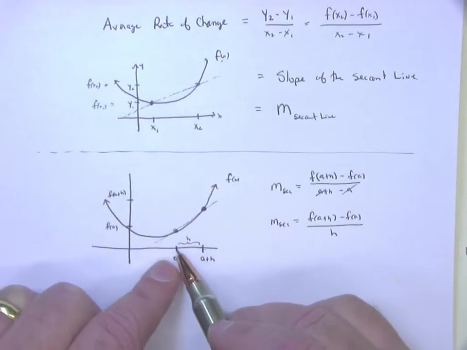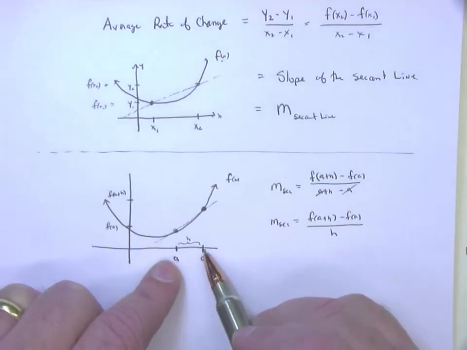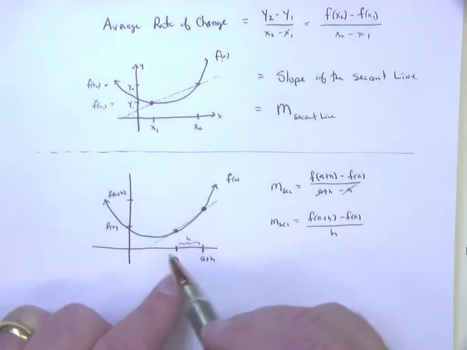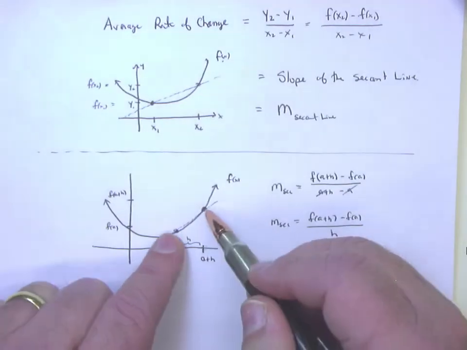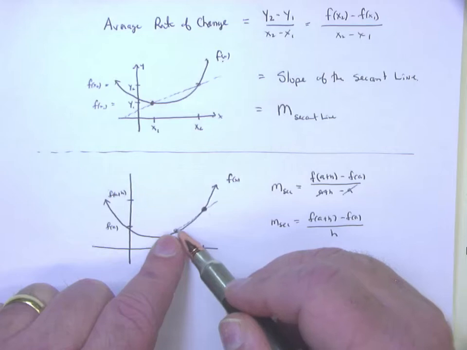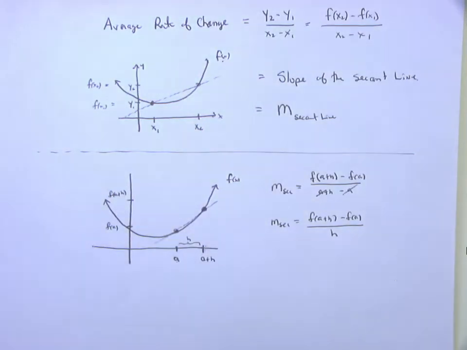So maybe we'll keep this guy at 1, but instead this h is going to be 0.5. So this will be 1.5. So maybe this will be 1, and then make it 1.1, and 1.01. So what I'm going to do here is I'm going to take this point, and I'm going to pull him back on top of this other point. I'm going to make this h distance get smaller and smaller and smaller.